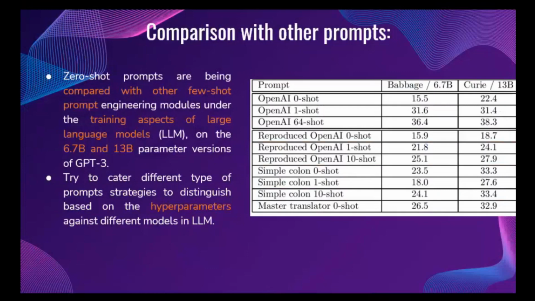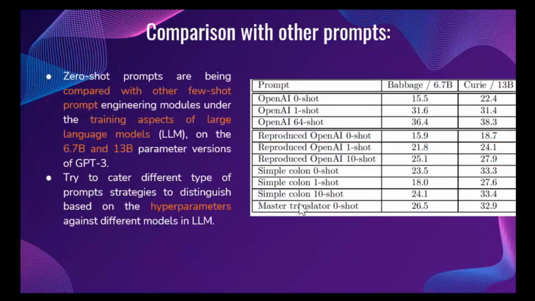But zero shot prompts are not always better than others. For example, the simple colon prompt performs worse than the OpenAI prompt in some cases. This is because the simple colon prompts are less specific and can lead to the LLM generating text that is not relevant to the prompt.